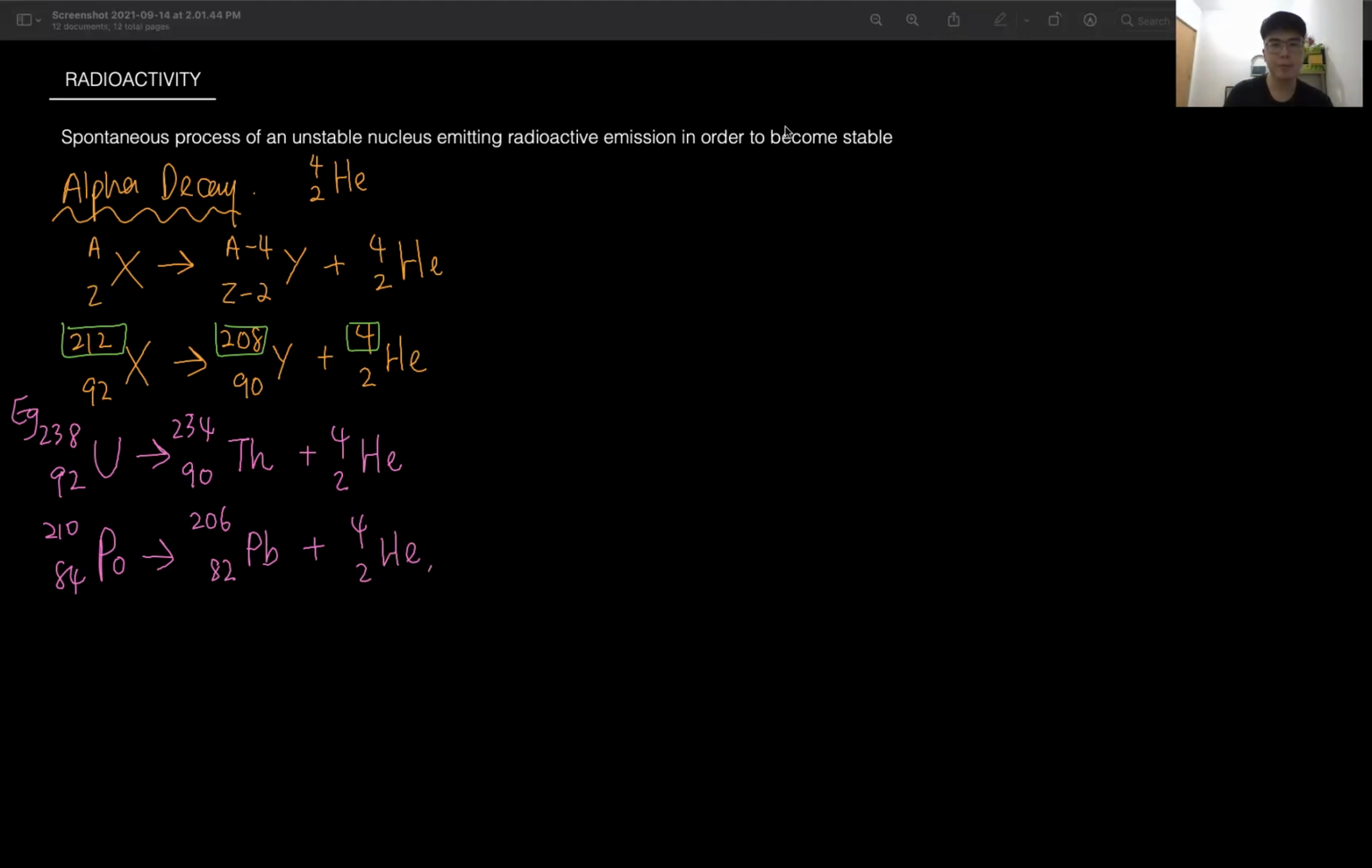Now, next one, we look at beta decay. Beta decay means giving out a high-speed electron, right? Electron is 0, minus 1. What is happening during the beta decay? Now, inside the nucleus, let's say this is the nucleus. We have neutrons and protons. Let's just take an example. So let's say this nucleus decays. What is happening is that one neutron, let's take one neutron out.